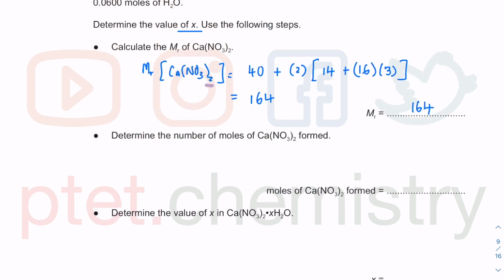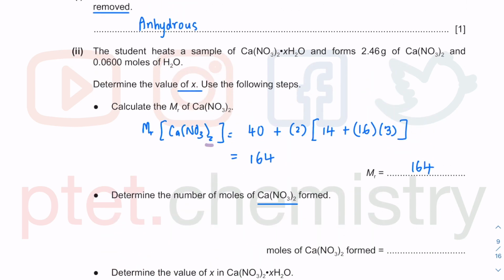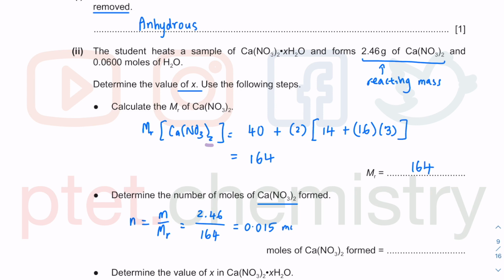How about determining the number of moles? Here we have the Mr, and we were told that there is 2.46 grams. This is what they call reacting mass. If you have reacting mass, you think about mole. So the mole is just your mass over Mr. So there's 2.46 divided by 164, and I get 0.015 mole.